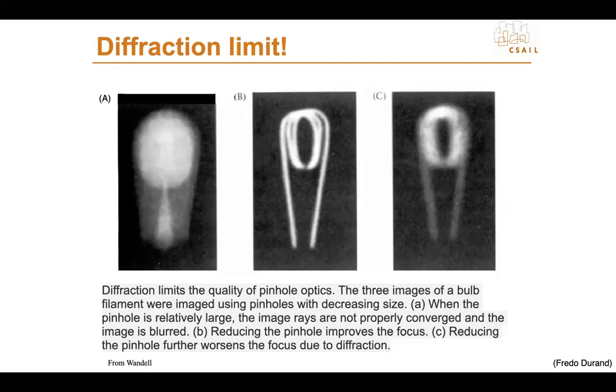So that's related to the wave nature of light, right? And so the point is that you can reduce this hole up to a certain point to get a sharp image. But then after that, you start getting a blurry image because the rays go to different directions, and then you start getting blurriness, as shown in this example, right?